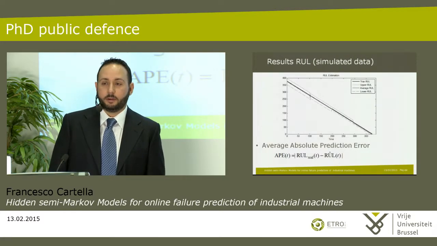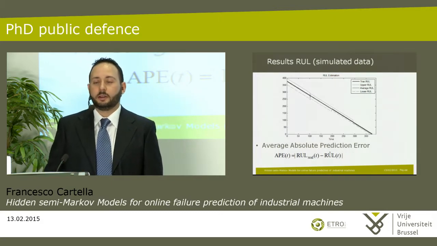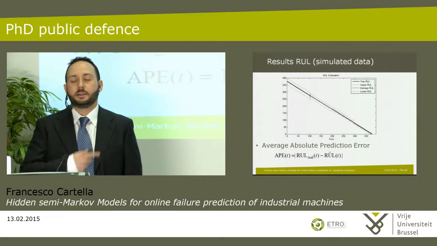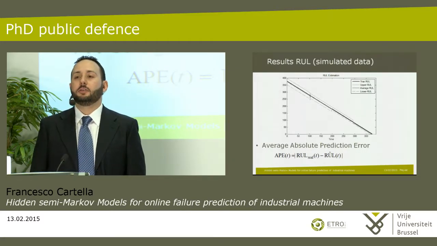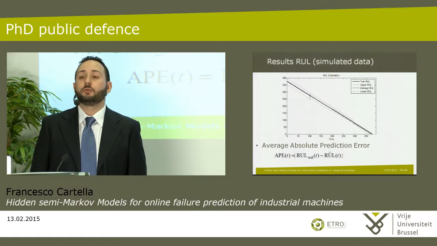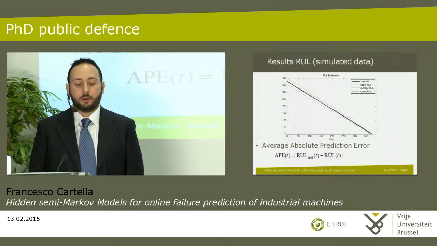Concerning the remaining useful lifetime estimation, we also performed several experiments here, both on simulated and real data. These slides show an example of a simulated experiment, in which in this figure the black solid line represents the true remaining useful lifetime, while the gray bold line represents our average estimation together with the upper and the lower bound.